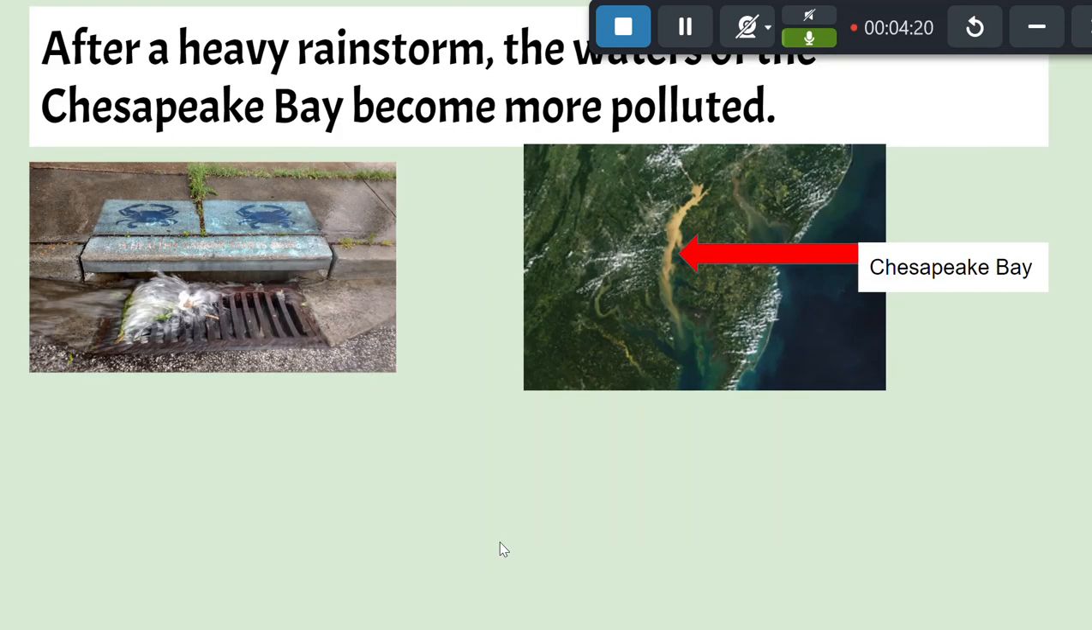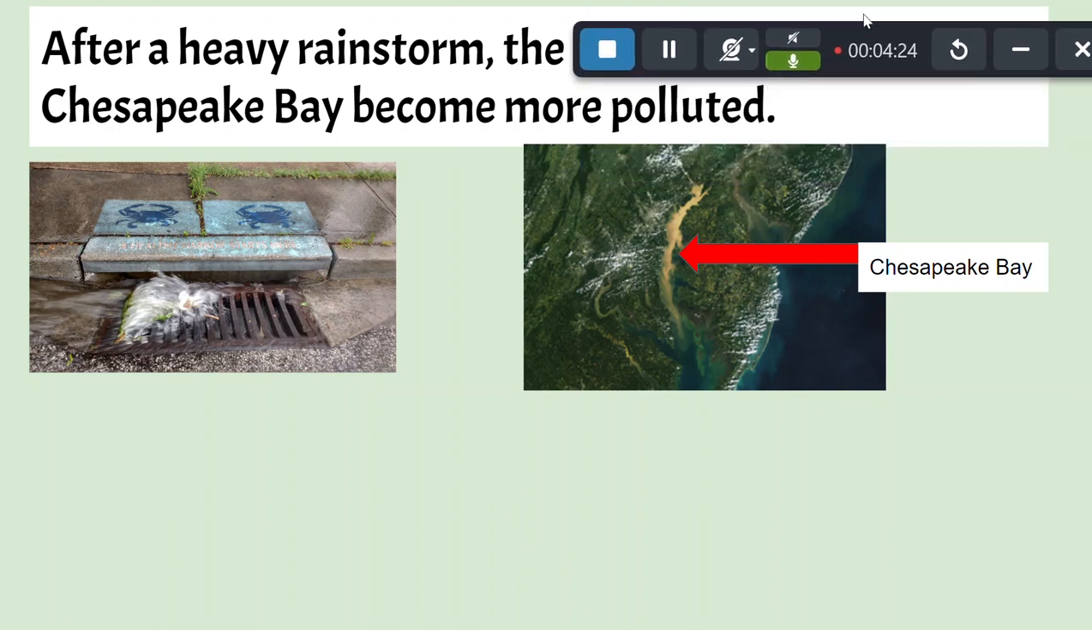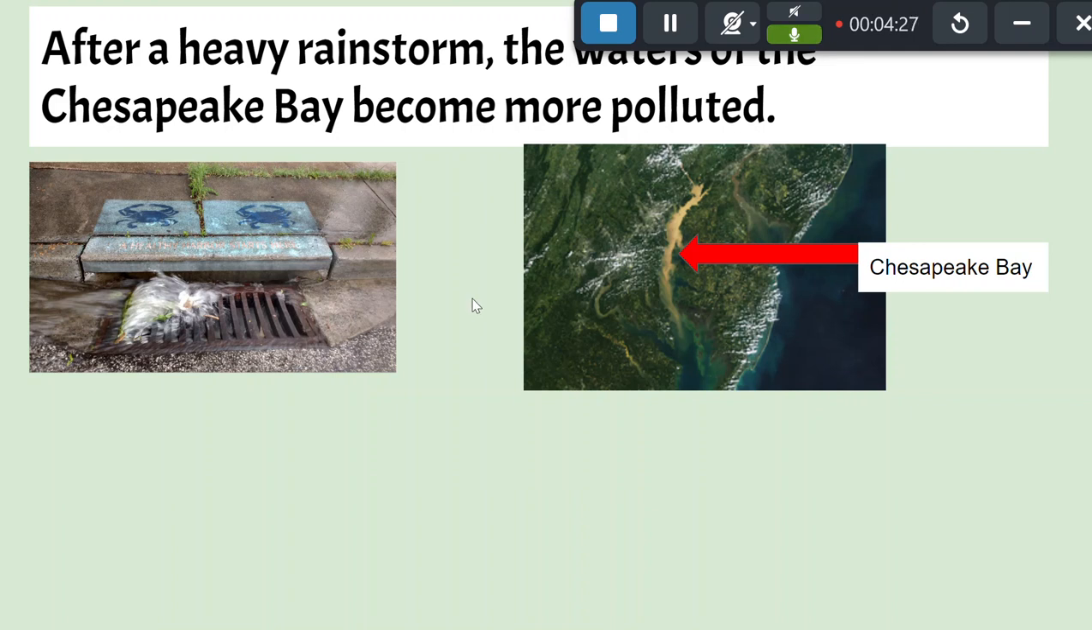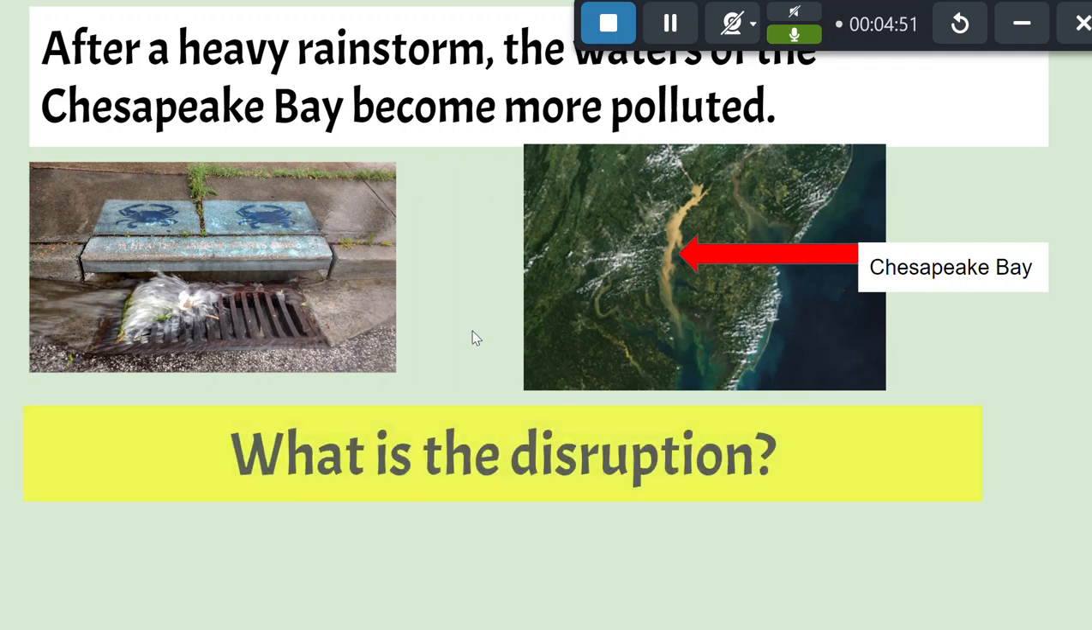All right. After a heavy rainstorm, the waters of the Chesapeake Bay could become more polluted because we have water coming along, running off these impermeable surfaces and collecting all kinds of contaminants. Once it goes into those storm drains, it's going directly into the waterways. And so any pollution that's in and along these roadways and sidewalks is going to end up in our Chesapeake Bay, which is ultimately where all of our water goes.